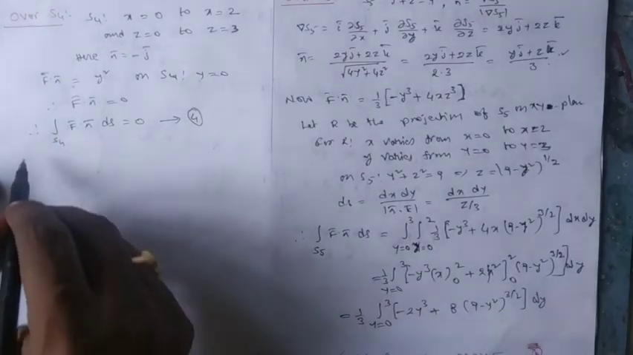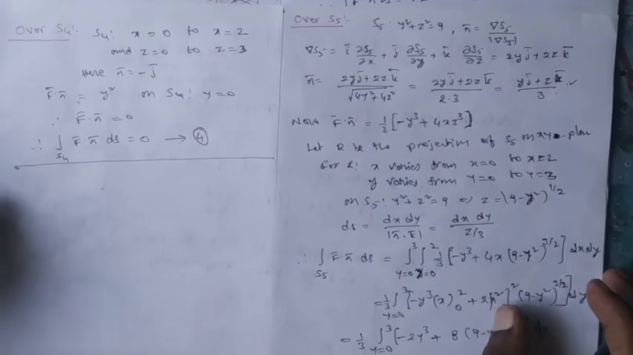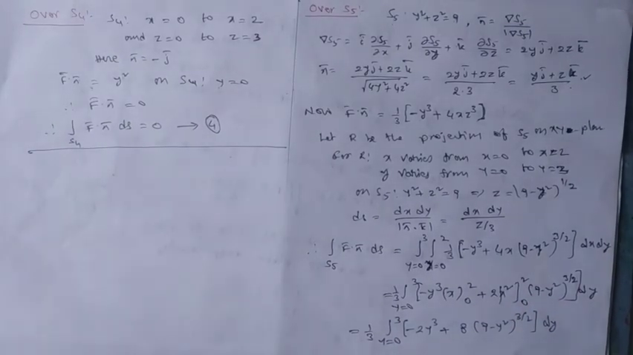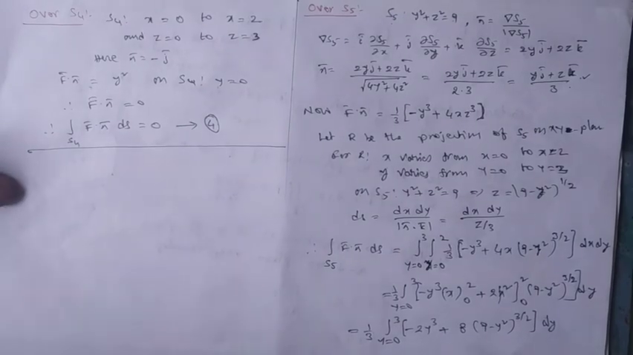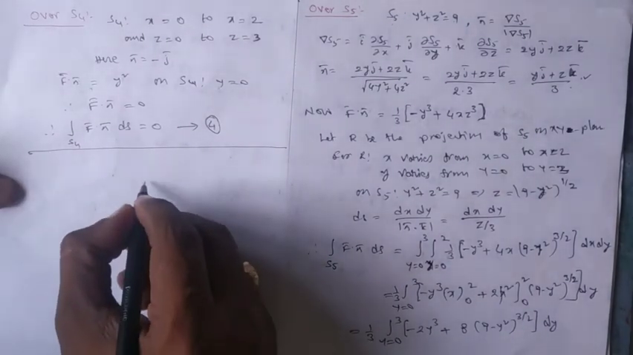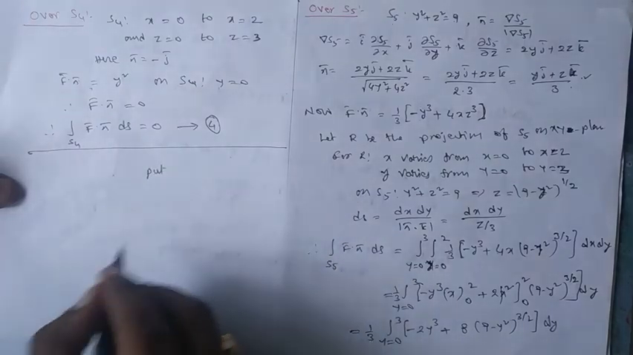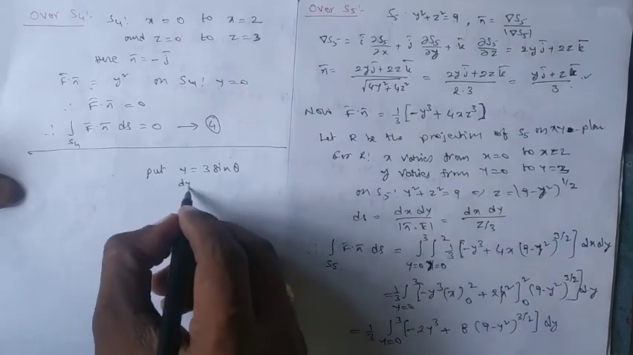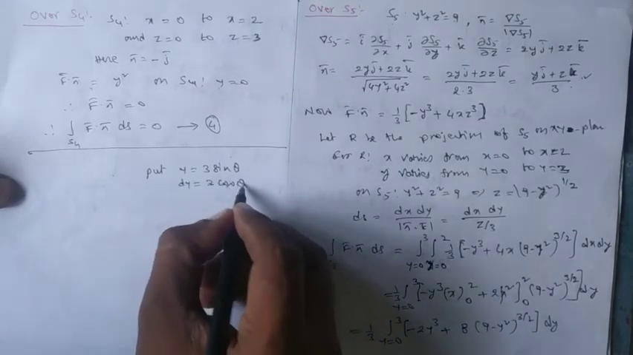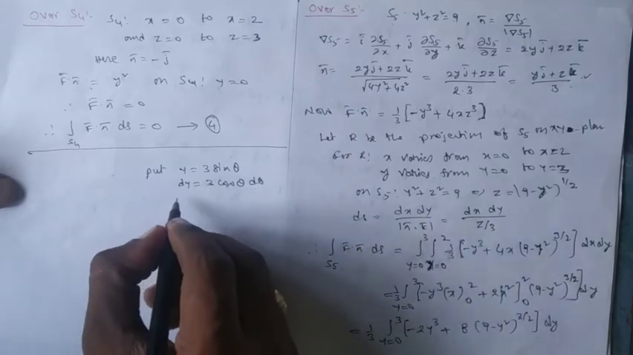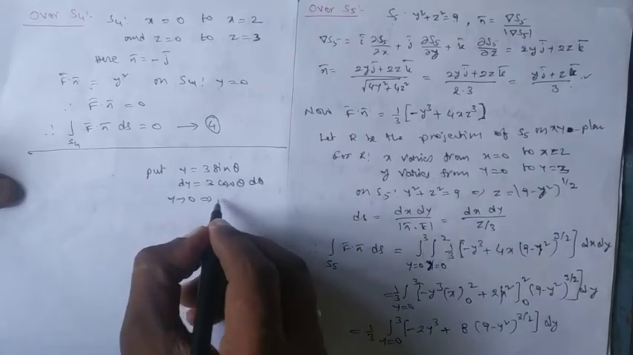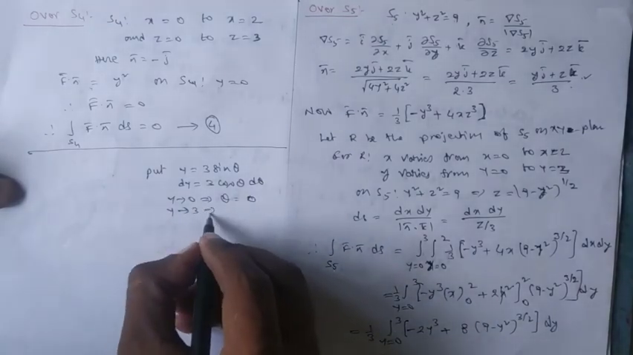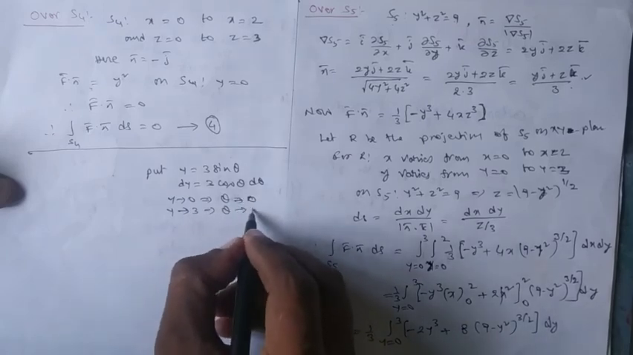I am just calculating the problem here, continuing. The calculation is continued here for this S5. Once we observe this value, I cannot evaluate it that easily, so I better take a substitution. Put y equal to 3 sin theta. Then dy becomes 3 cos theta d theta, and as y tends to 0, theta tends to 0, and y tends to 3 implies theta tends to pi by 2.